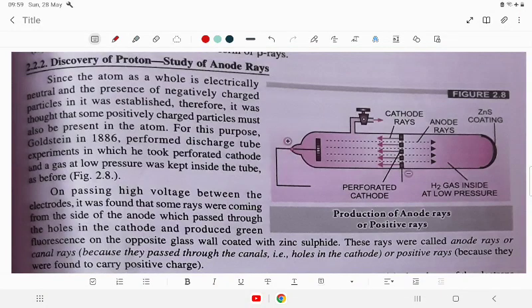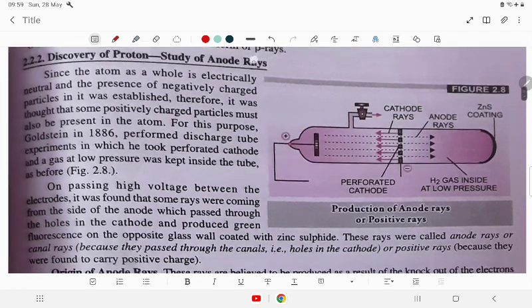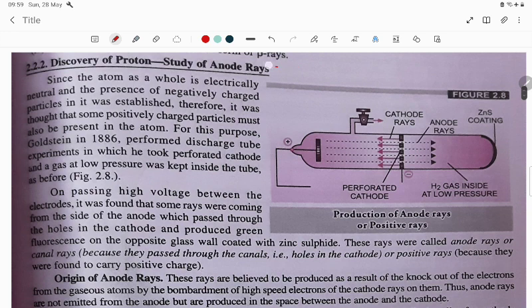Hello students, let's try to understand the discovery of the proton and the study of anode rays. First of all, you can see the production of anode rays, that is our positive rays, and how they are getting produced.